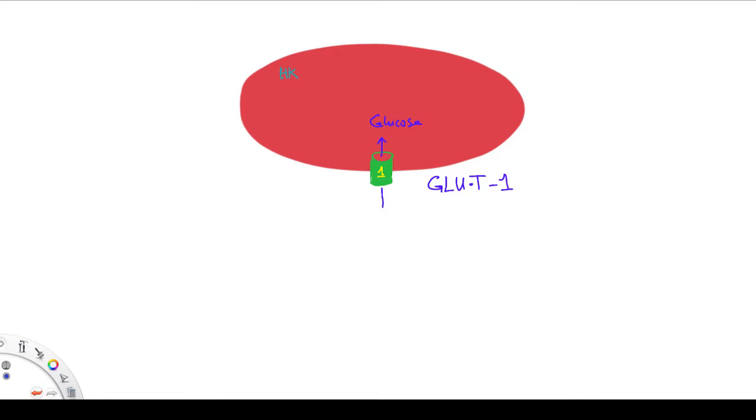Okay, so you know why GLUT1 is important? Because glucose can be transported inside, and then it can be used to make ATP. Yeah. Okay, I just have a question.